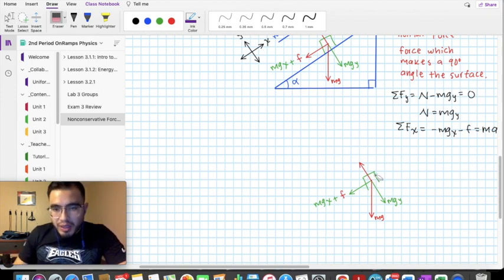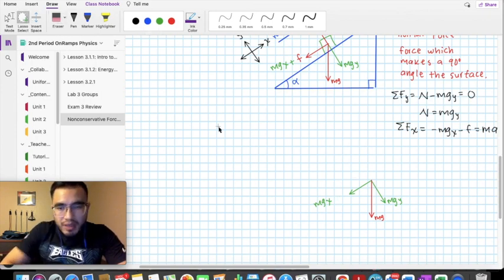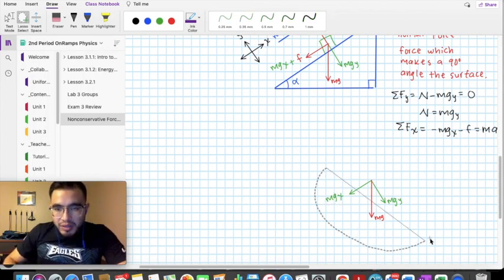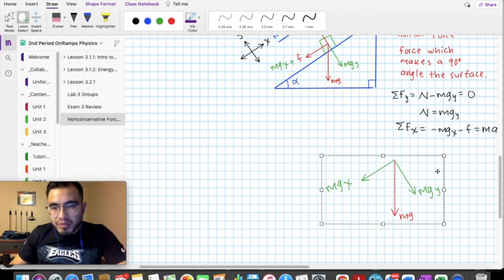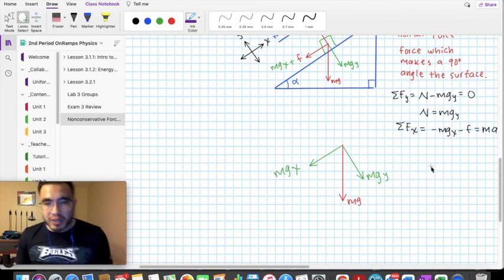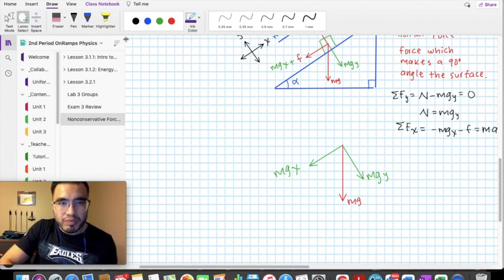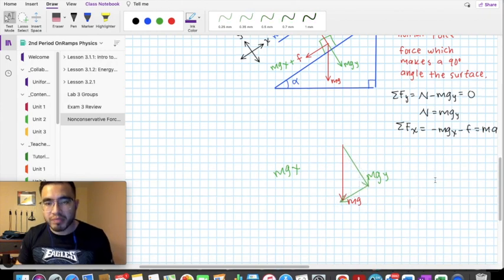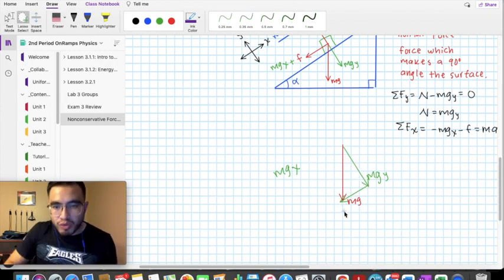I'll get rid of this stuff. I'll get rid of the force of friction. And now we only have the components. Let's make this bigger so you guys can see what's going on. There you go. Now we can move the vectors. So I'm going to move this one down here, and I need to fix it, right? So I'll make this vector a little shorter, this one a little longer. There you go.